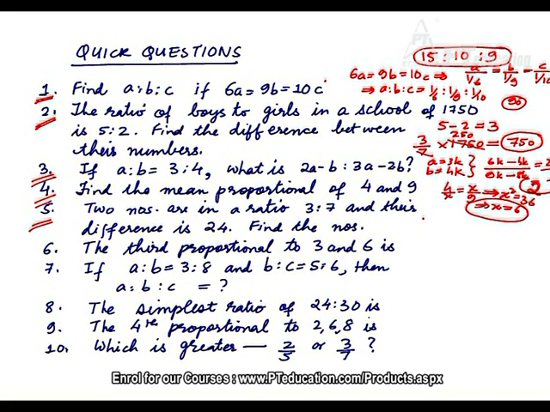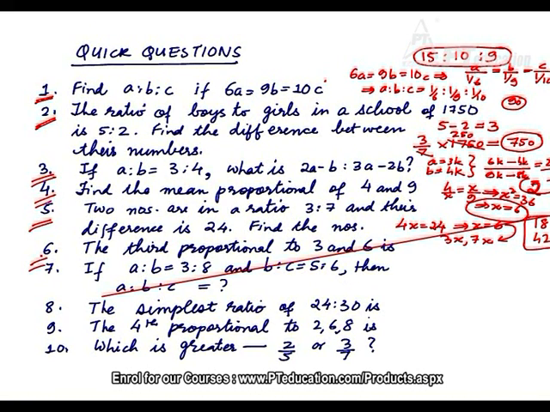Two numbers are in a ratio 3 is to 7 and the difference is 24. Find the numbers. Once again, very simple. If 3x and 7x are the numbers, then 4x is given to be 24. So that gives me x is equal to 6. But I have to find the numbers, and the numbers were 3x and 7x. So put x here. So 3x will be 18 and 7x will be 42. This is our answer for question number 5. I hope this is absolutely clear.